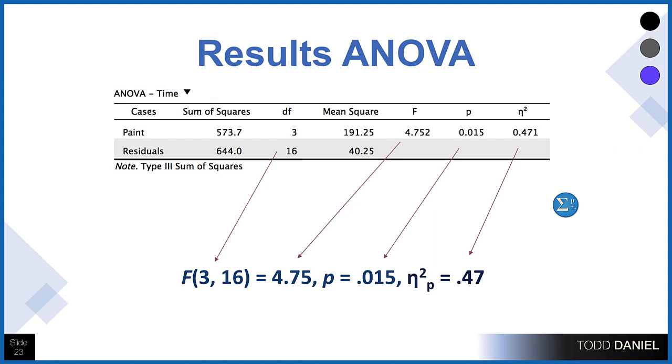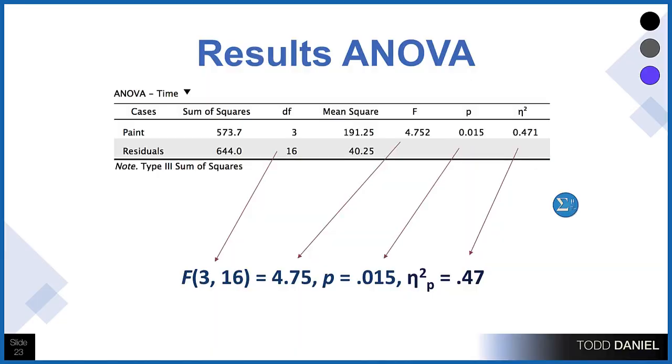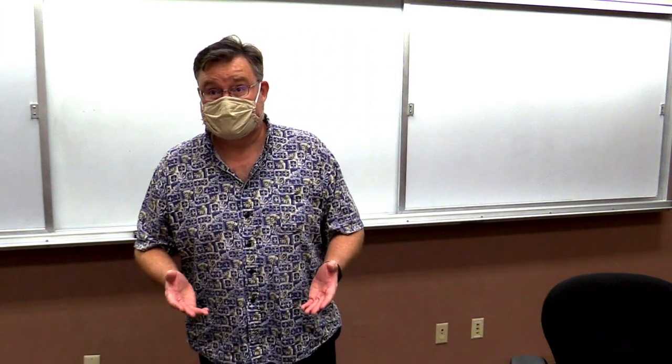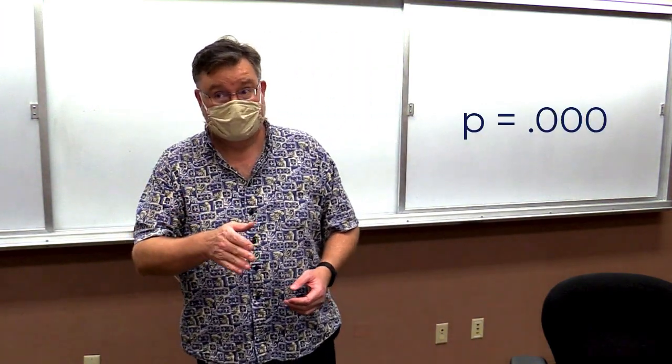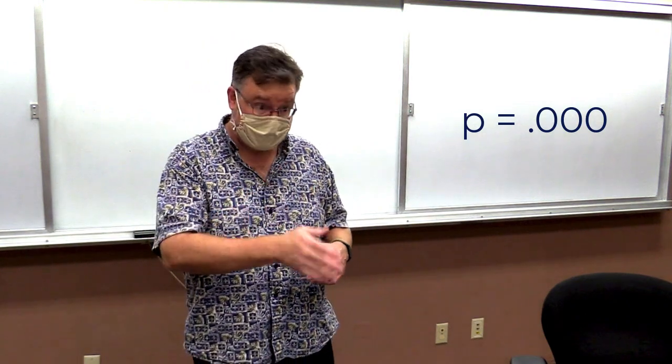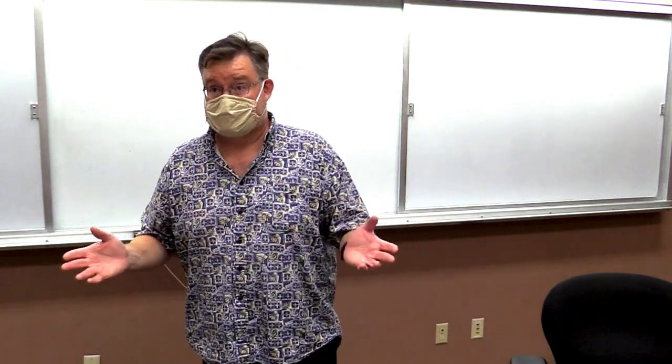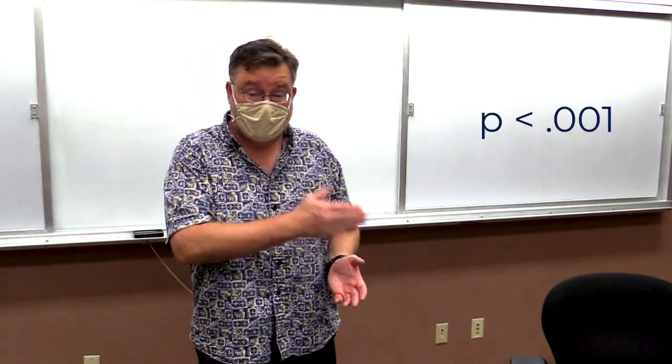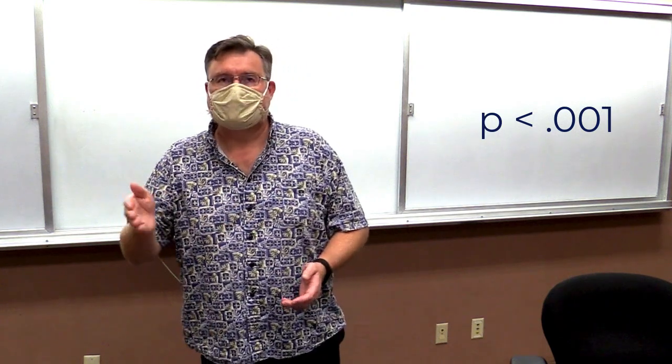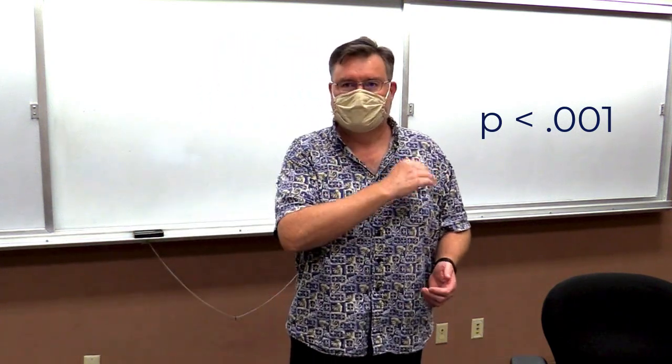The probability, if the probability is a number, write out the number. In this case, p equals 0.015. If the probability is listed as 0.00 or 0.000, you just say less than 0.01, less than 0.001. There we go.